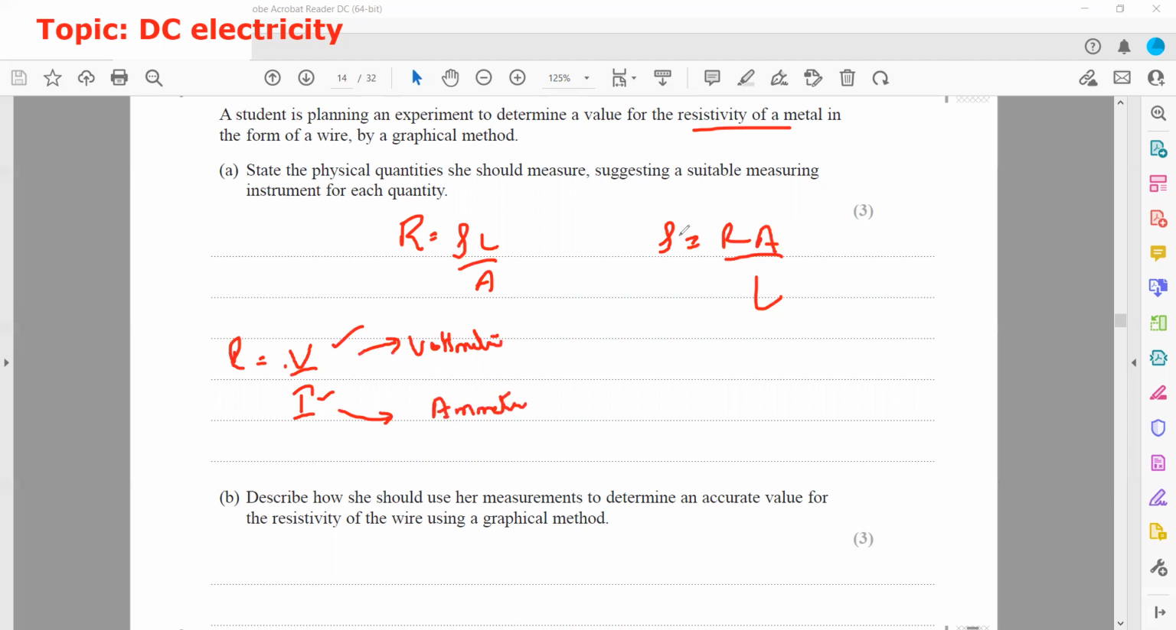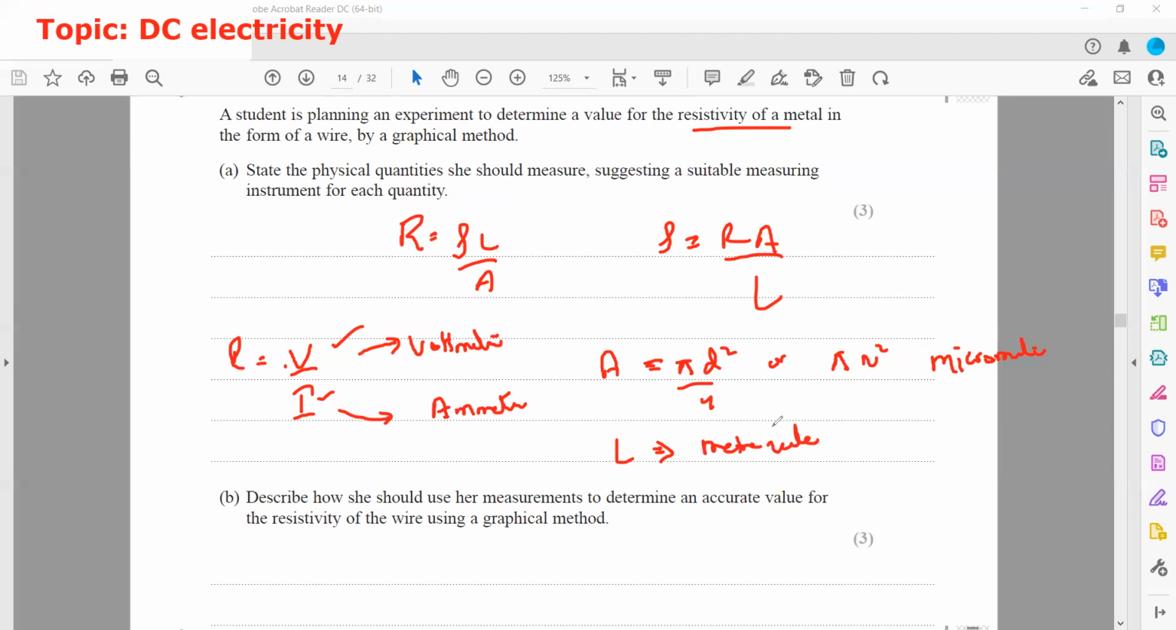Then, to get the resistivity we need R, and we need A. A is the area of cross section of the wire, which is pi r squared or pi d squared by 4. So we have to find the diameter or the radius. To get the diameter or radius, we use a micrometer screw gauge. And we have to measure the length L, which we measure using a meter rule or meter scale.